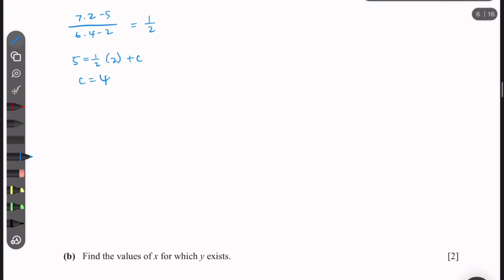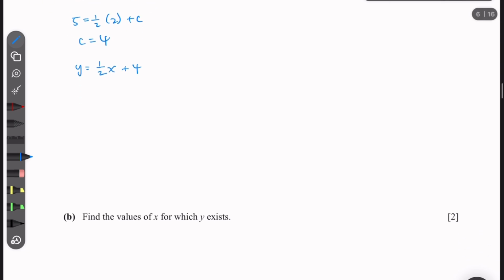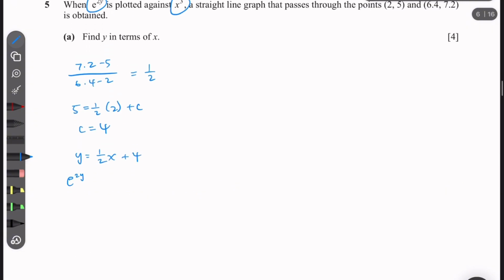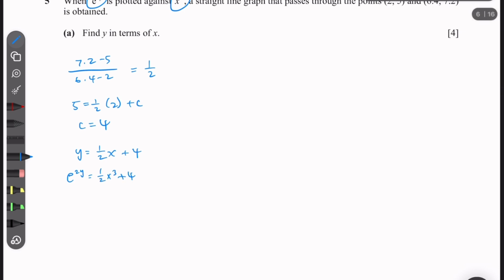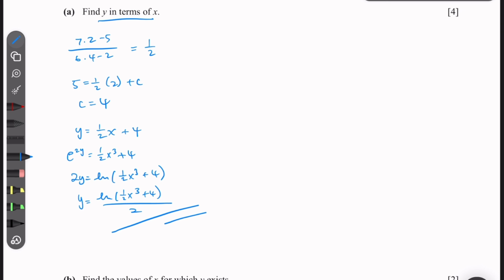So c equals 4. And now we just construct the equation, and then switch y with this and x with x cubed. And since the question wants y in terms of x, we have to make y the subject. Final answer.